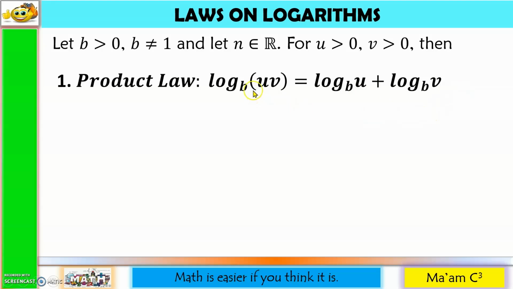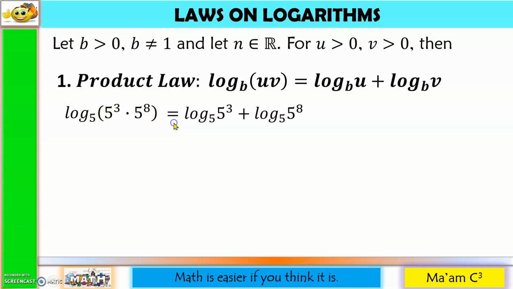So, you will notice that the factors here now become addends, as if the logarithm was distributed to each factor. Let's have an example. So this is our u and this is our v. So this will become the logarithm of u to the base b plus the logarithm of v to the base b. Now, applying properties of logarithm, if we have the same x and b, the answer to this expression is the exponent of your x. So, this expression is equal to 3. And this one is equal to 8. And 3 plus 8 is equal to 11.